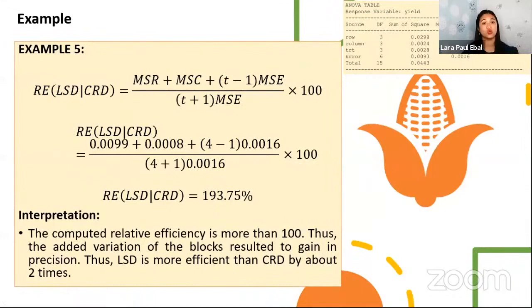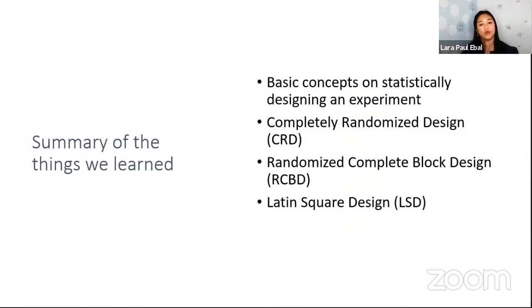Therefore, mas efficient yung LSD. So the computed relative efficiency is more than 100%. Thus, the added variation of the blocks resulted to gain in precision. Thus, LSD is more efficient, okay, than the CRD by about 2 times, kasi almost 200%. Okay, so now I think we're done.